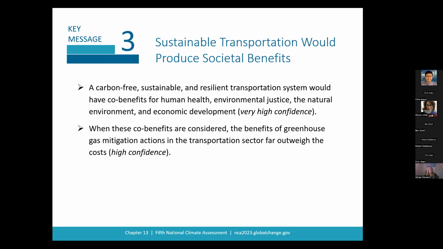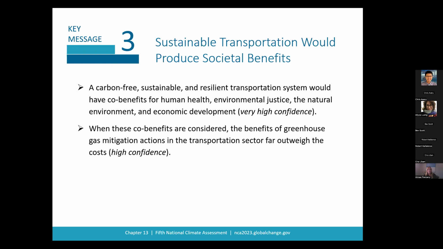Within that, thinking about co-benefits in general, this is one of our key messages. Our key message number 3 is looking at how investments in improving resilience, and improving the climate through mitigation and adaptation, could provide not only transportation benefits, but also societal benefits. So a carbon-free, sustainable, resilient transportation system could improve human health, environmental justice, the natural environment, and certainly economic development. We have very high confidence in this.